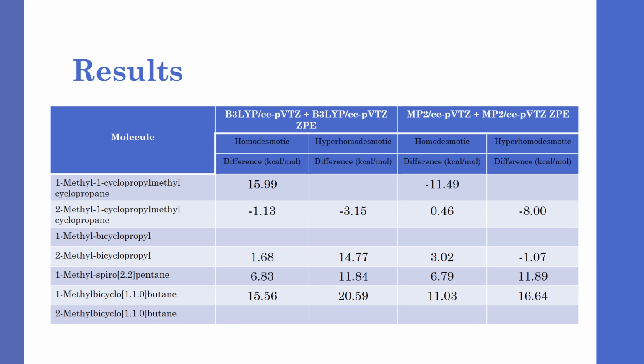Also, the hyperhomodesmotic model yields unreliable results. The hypothesis here is that the ring fragments are so large that they have their own conventional strain energy factors independent from the ring system. Finally, the position of the methyl substitution has very little effect on the conventional strain energy of the system.